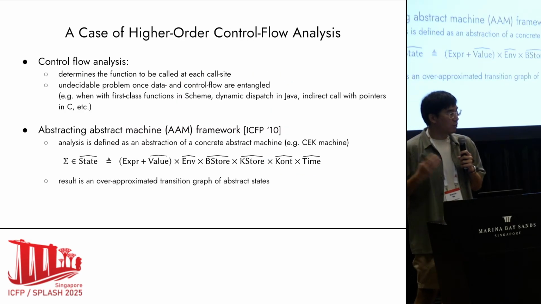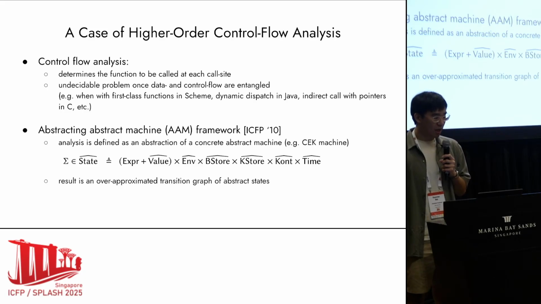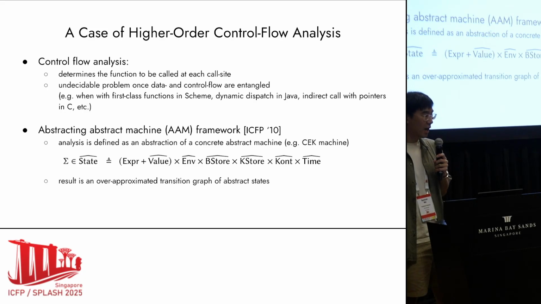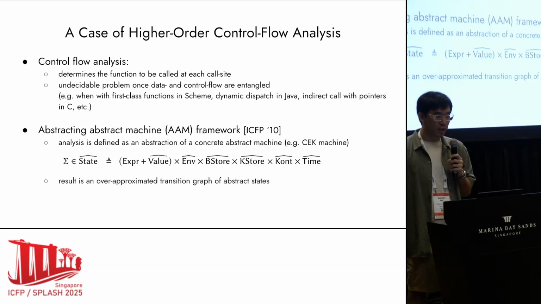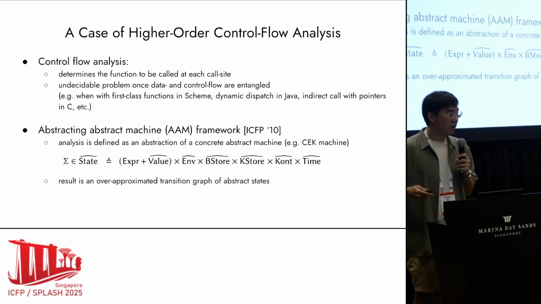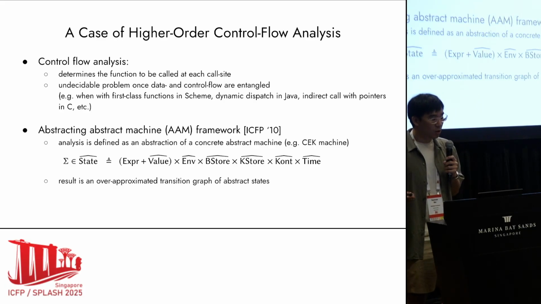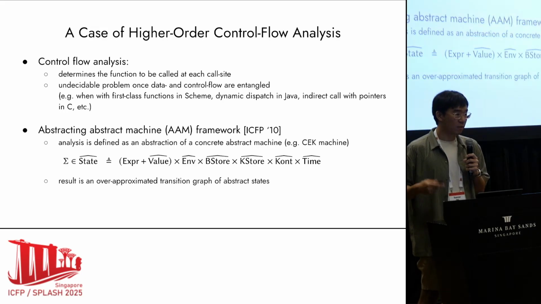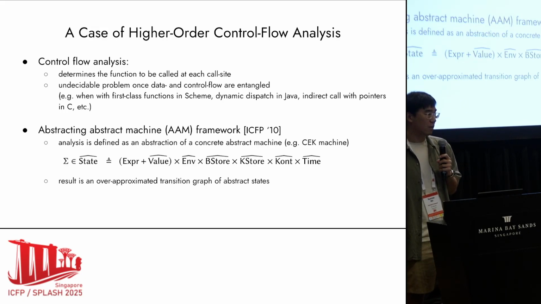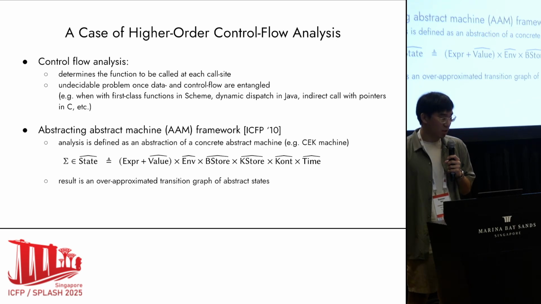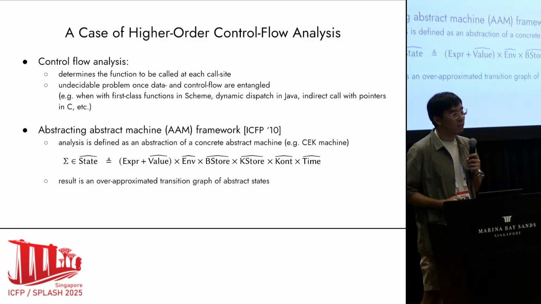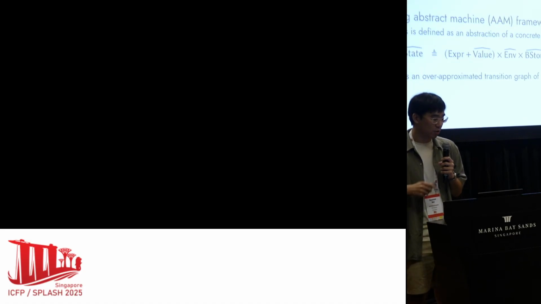In this paper, we did a case study on control flow analysis, especially for higher-order programs. This analysis task is to determine the functions to be called at each call site. In general, this is an undecidable problem once the data and control flow are entangled. For example, when you have first-class functions in Scheme or other functional languages, or dynamic dispatch in Java, or indirect calls with pointers in C, you face the same problem of undecidable control flow analysis.